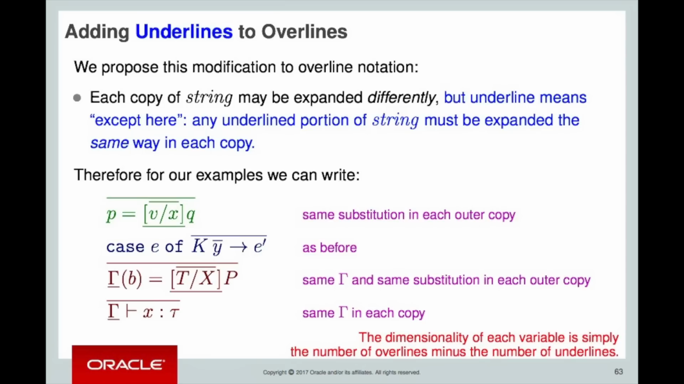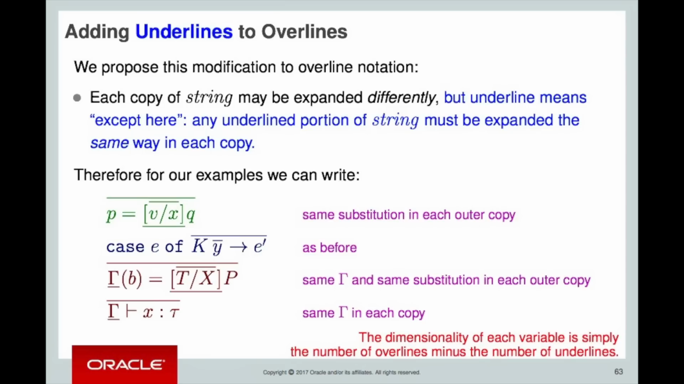I want to add underlines. And I propose this modification to the rule for overline notation. Each copy of the string may be expanded differently, but underline means except here. Any underlined portion of the string must be expanded the same way in each copy. And therefore, for example, the case expression is written as before, and you just have an overline of the case clause, an overline of the variables, and that means you can have different variables in each case clause. But because I want the same substitution in each outer copy, I underline the substitution symbol. And that says, make sure this gets expanded the same way in each copy.